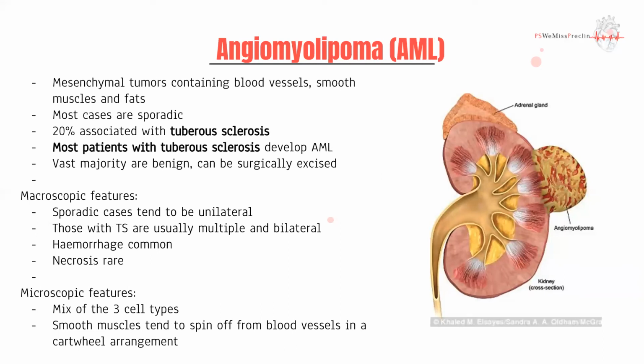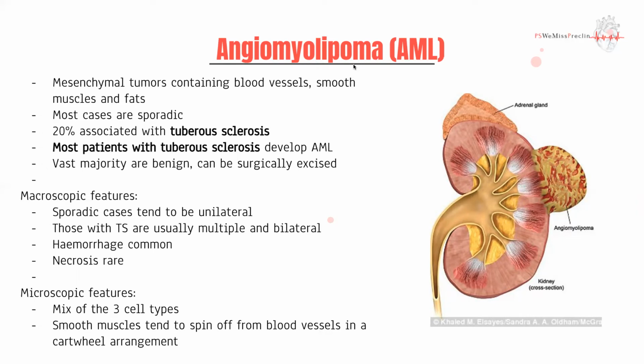Moving on, we have angiomyolipomas, or AML, not to be confused with acute myeloid leukemia. That's also AML, but that's a different thing. So angiomyolipoma is a mesenchymal tumor. Mesenchyme is the embryonic tissue that gives rise to muscles, fats, blood vessels, and so on. And as the name suggests, angio, meaning blood vessel, myo, meaning muscle, lipo, meaning fat, oma, meaning tumor. So it's a tumor that contains blood vessels, smooth muscle, and fat. And that's all there is to it.